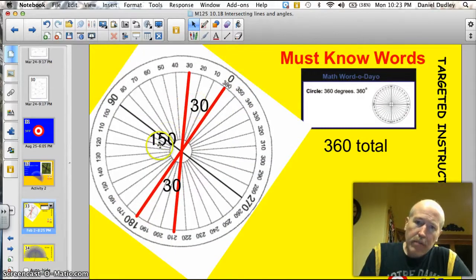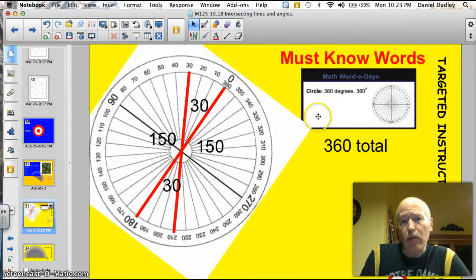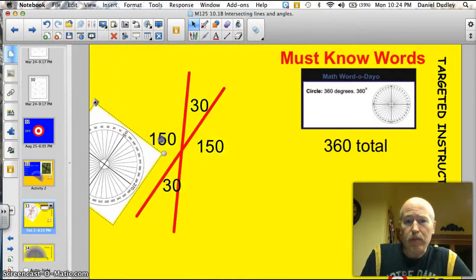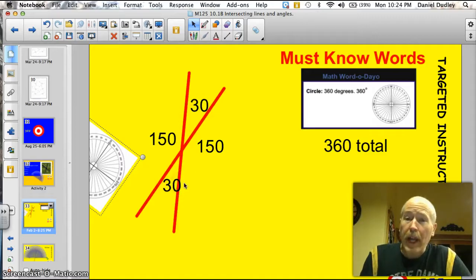Because this plus this will always equal 180. Well, and now you know that opposite angles are equal, so you can just flip this guy up here. And very quickly, you found all four angles. Let me just flip this down so it's a little easier. Here's an obtuse angle of 150. Here's an acute angle of 30. Opposite angles are equal, so really you only need one angle when two lines intersect to find all other angles.